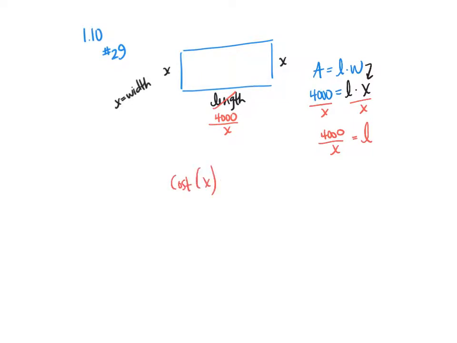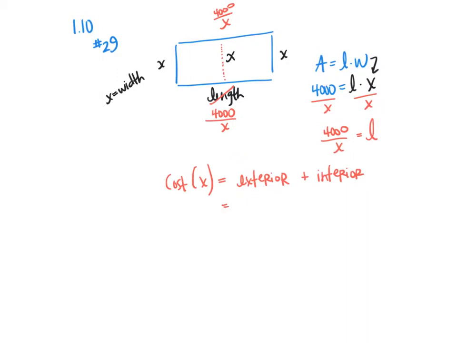So C of x really is represented by the exterior walls plus the interior. There's a different cost for exterior. It also says that there's a divider here. You would have to assume it's parallel in order to solve this, so that you really only have that one interior wall. Everything else is going to be exterior. So basically you have 4 exterior walls, and you need to find the perimeter of those.